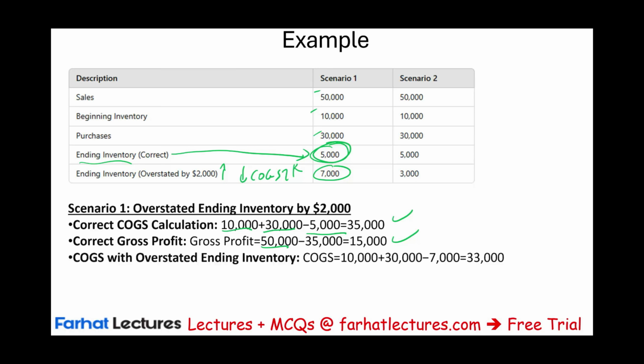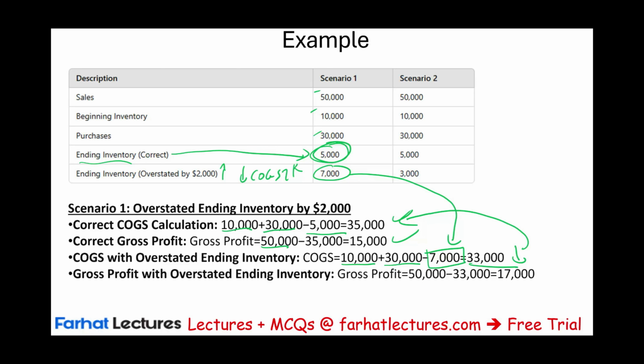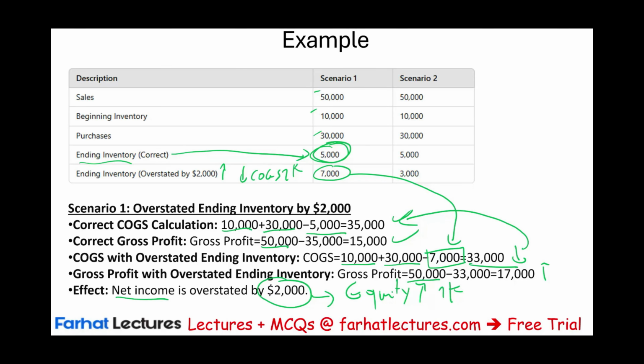Now, cost of goods sold is 33,000 if we're reporting the wrong number. If we're reporting ending inventory at 7, beginning inventory of 10 plus purchases minus the wrong ending inventory will give us cost of goods sold of 33, which is lower than 35. How much is it lower by? 2,000. It means our profit is 50 minus 33. Our profit is higher by 2,000. Our profit is 17,000. Therefore, the net effect is net income overstated by 2,000. Also, our equity, I did not mention this, will be overstated by 2,000. We have to pay more taxes. I mentioned the taxes earlier.